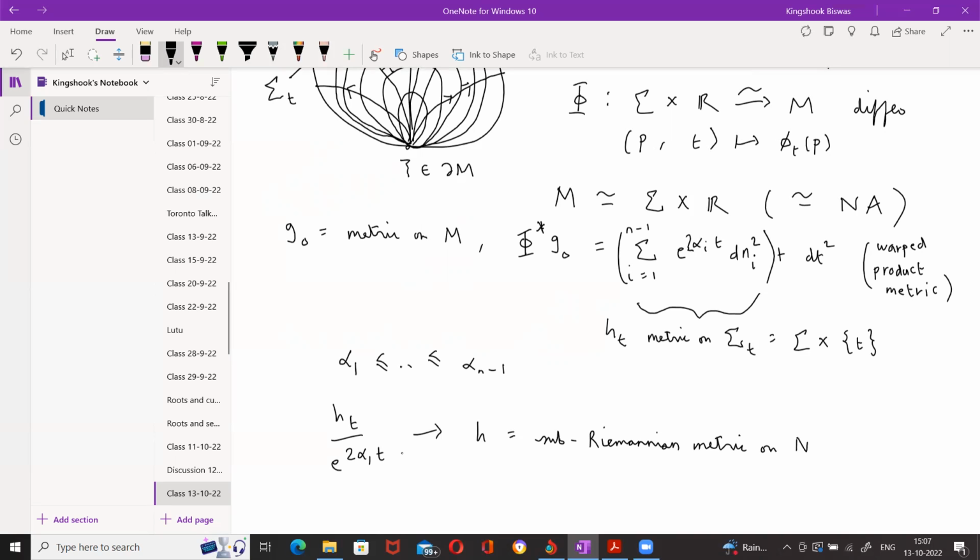On n, which you think of as the limit of the sigma t's. Does this make sense? So this h_t is the usual metric at t level, right? This metric, this is h_t, this e to the summation of the 2 alpha_i t dn_i squared. So what happens, I divide by e to the 2 alpha_1 t.